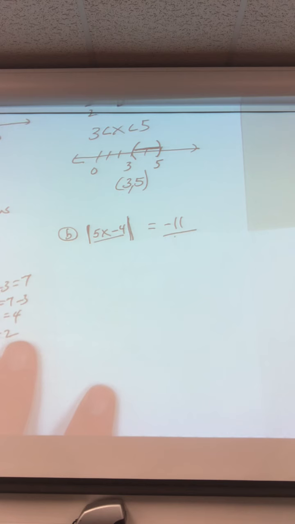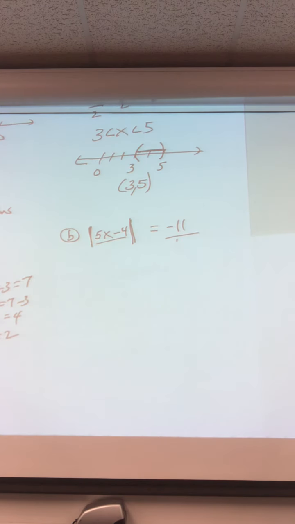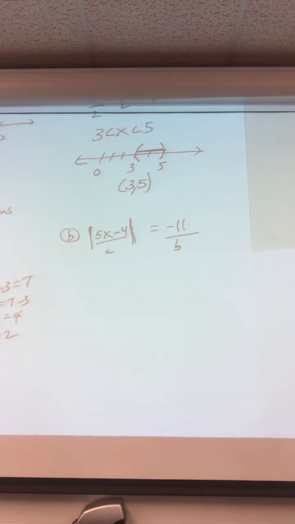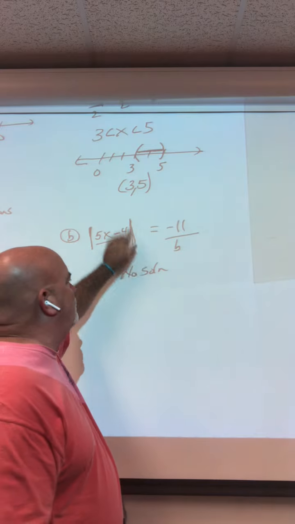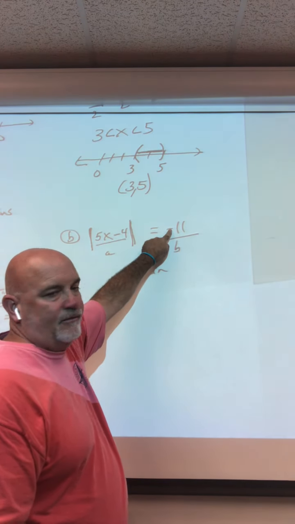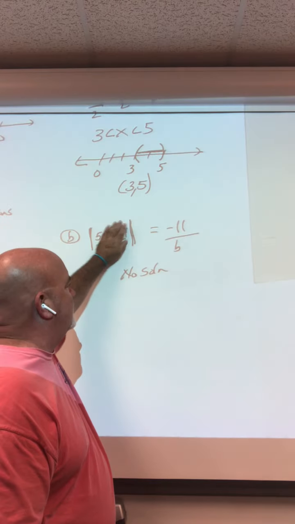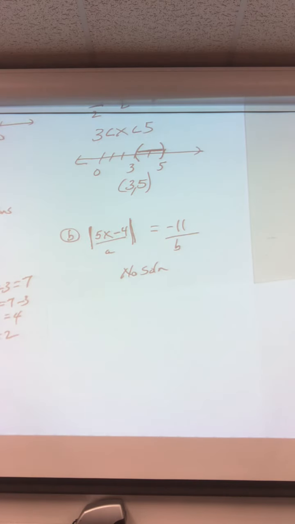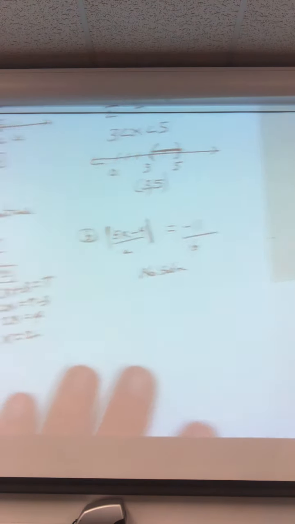Okay, over here, step 1, get the absolute value by itself. It is. Now that's my A and that's my B. But remember, we said that if B is negative in this formula, there is no solution. Now I will quickly remind you why. Can you get the absolute value of anything and it ever be negative? No. The absolute value of anything is always a positive number. That's why if B is ever negative in these problems, you don't do any work at all. You just write no solution.